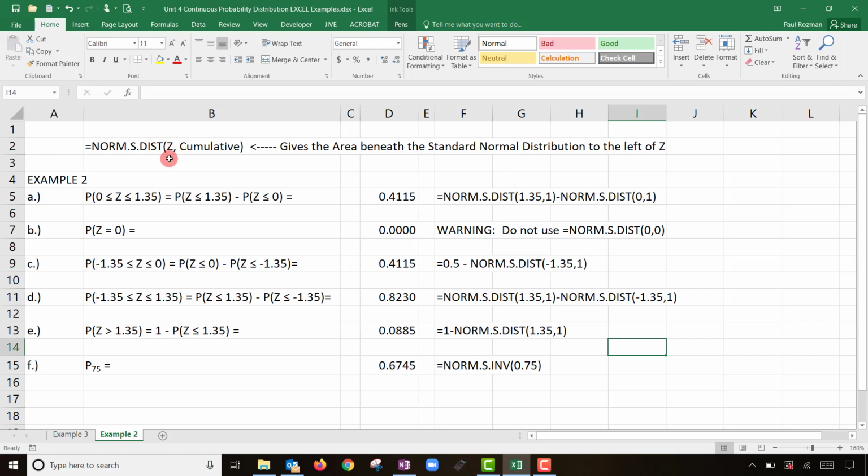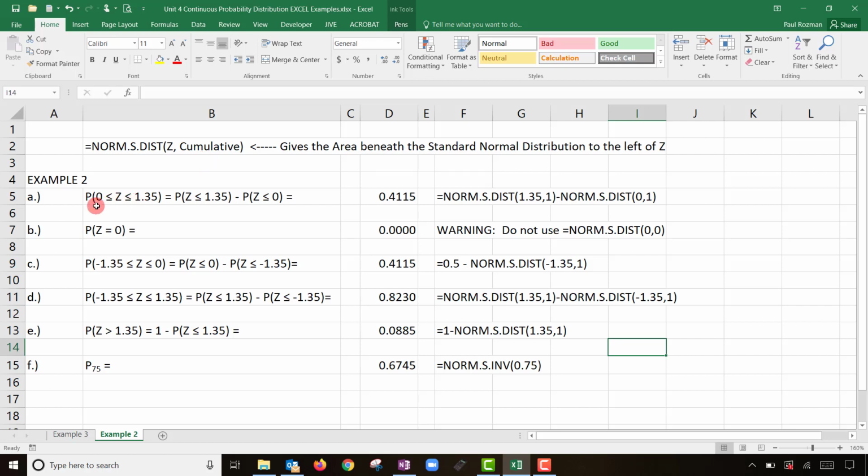To find the area to the left of a particular value z, we use this formula with a 1 for cumulative. In fact, we're never going to put a 0 for the cumulative flag in a continuous distribution because that is an area of 0 anyway. What Excel outputs when you put a 0 in for the cumulative is actually the curve. So putting in 0 here would allow you to plot the z curve. So it doesn't actually give you probability. So always put a 1 for cumulative in your calculations and you'll be happy.